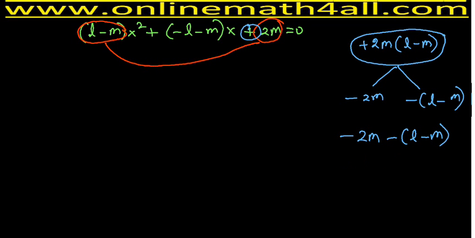So negative 2m, negative of L negative m. So now we have factored. So the first step is done. The second step is that we have to divide these two factors by the coefficient of x square.